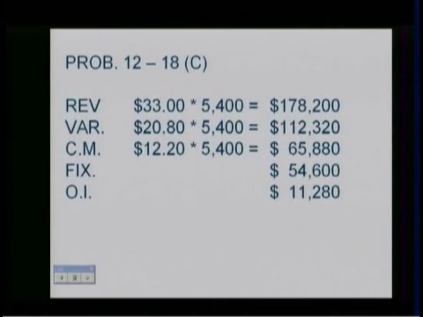Your contribution margin then goes up a little bit because your revenues went up, goes up to $12.20. So that gives you a contribution margin total of $65,880. Now your fixed expenses have gone up by $7,000. So they're now $54,600, which gives you an operating income of $11,280. So if that were to happen, that would be a good move. They're making more money now than they were previously.